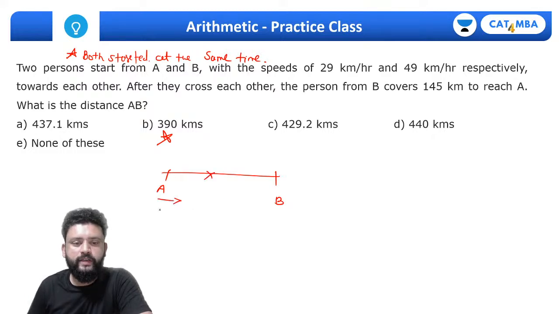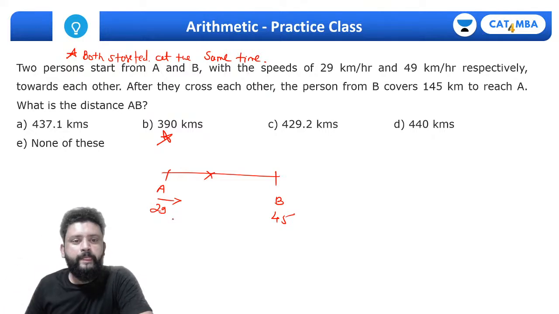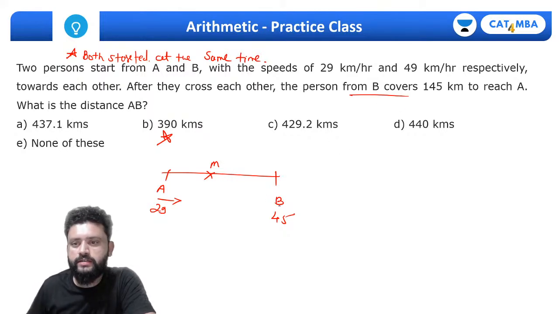Somewhere here he is moving with the speed of 29 and B is moving with the speed of 45. Then after they cross each other at midpoint M, the person from B covers 145 kilometers. So after crossing, this distance is 145.